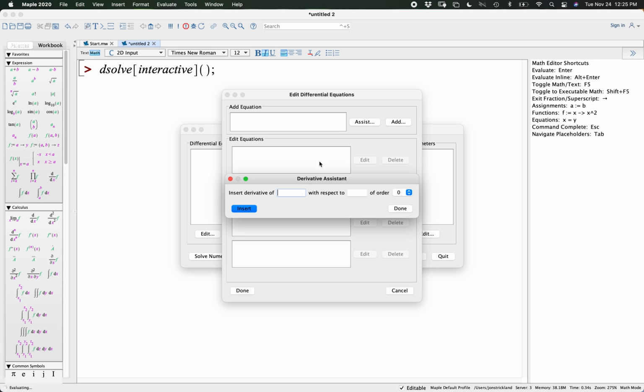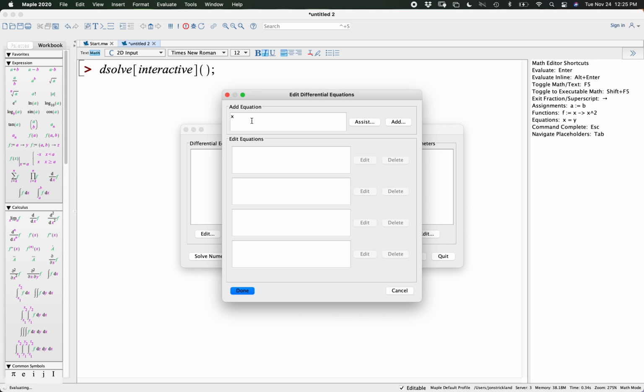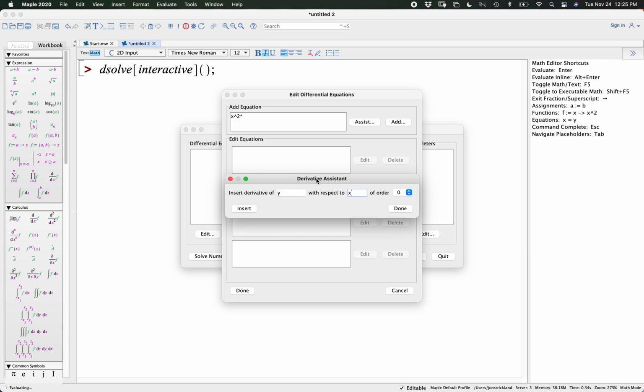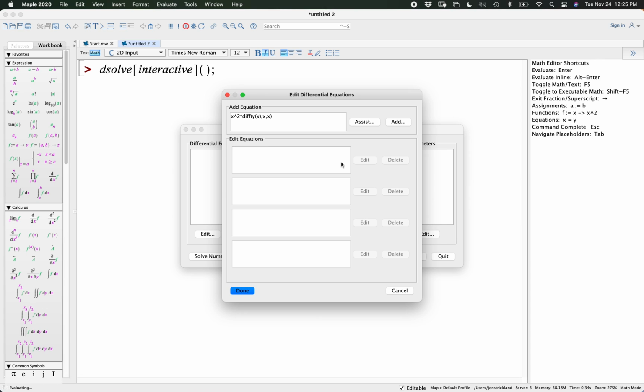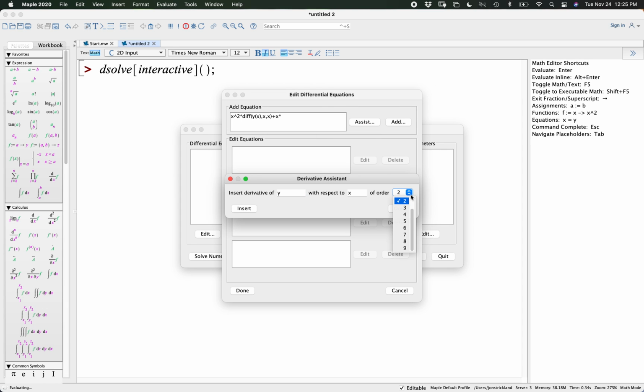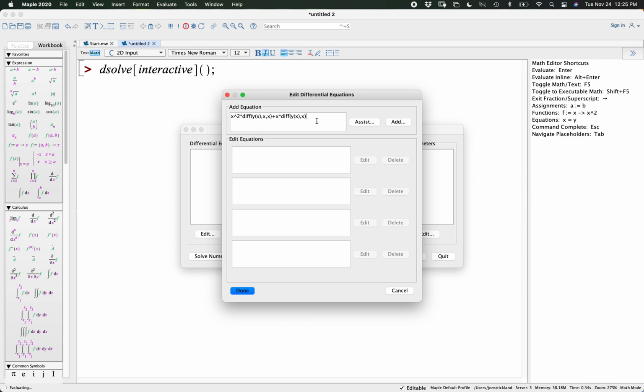Okay, so you're going to have x squared times the second order derivative of y with respect to x, plus x times, we get the assist, y with respect to x of order 1, insert, and we have plus x squared times, okay, and now for the ODE Analyzer, for entering y, you have not just y, but you have to put in y(x). Okay, so I add this in, and we're done.